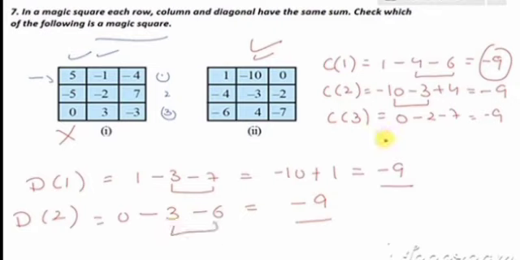So as you can see clearly, when we add it row wise, column wise or diagonal wise, I am getting the same answer, minus 9. So it is a magic square. So our second square is a magic square, and our first square was not a magic square.